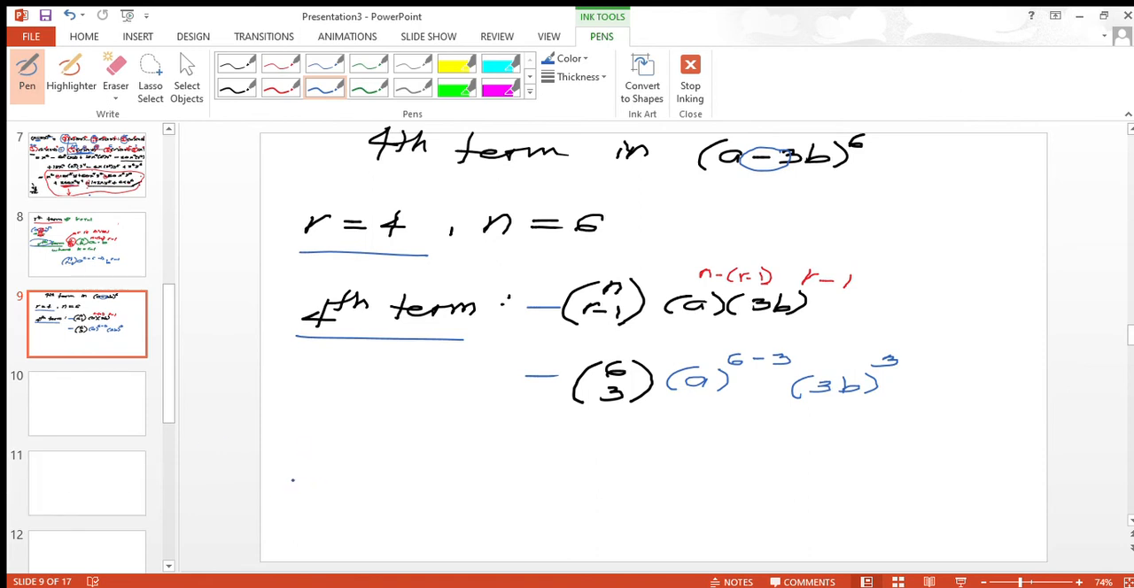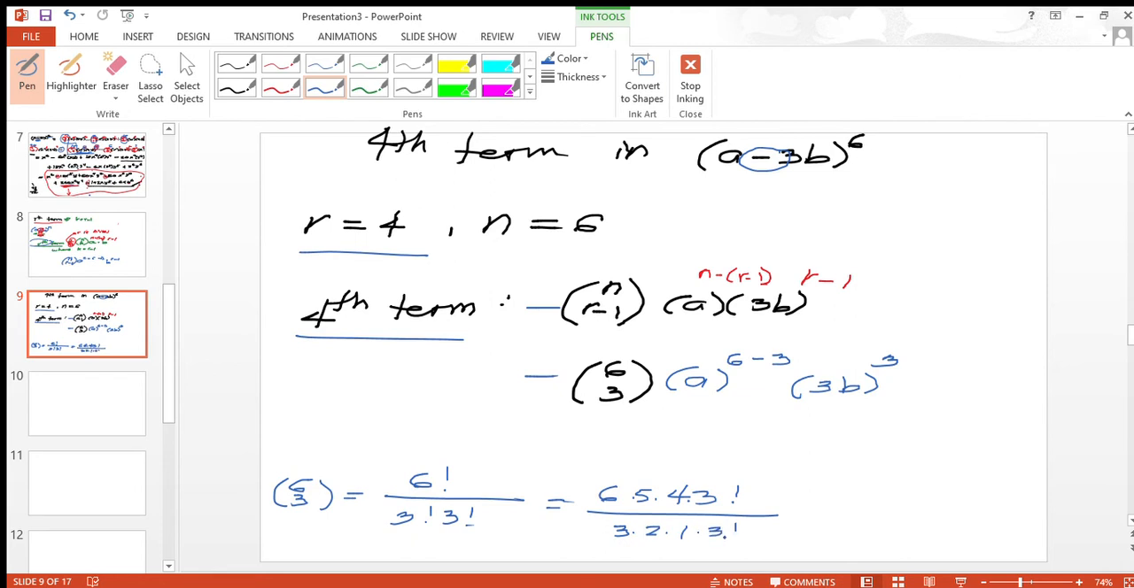We have 6 combination 3. By formula, it will be n factorial over k factorial, that's 3 factorial, times n minus k factorial, that's 6 minus 3, so that's 3 factorial. Or this is the same as 6 times 5 times 4 times 3 times 2 times 1, or that's 3 factorial, divided by 3 times 2 times 1 times 3 factorial. 3 factorial and 3 factorial will cancel out. 3 times 2 is 6. 6 and 6 will cancel out.